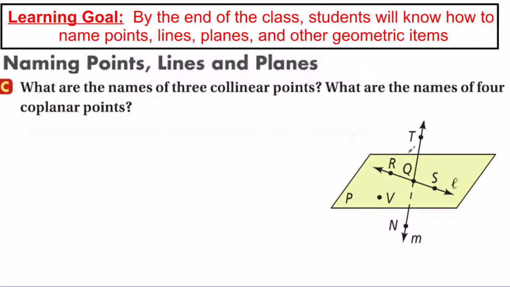Well, we just gave that away. We talked about R, Q, and S. Those are collinear. I could also talk about T, Q, and N. They are collinear, but on this up and down line instead of the one that's flat in the plane. Coplanar points, I could talk about R, V, Q, and S all lay on this plane P, and that would be an example of coplanar.